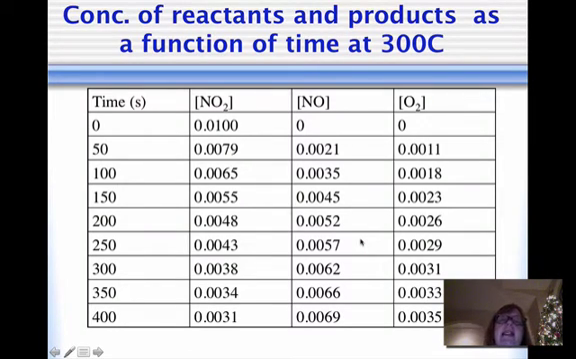Well, here is a data table of actual concentrations of nitrogen dioxide over time and the products, nitrogen monoxide and oxygen. So as you can see here, the nitrogen dioxide, which was decomposing, at time 0, we had 0.01 molar. But after 50 seconds, that concentration went down to 0.0079. After 100 seconds, it was 0.0065 and so forth. And it went all the way to 400 seconds and it had decreased down to 0.0031. Now the initial concentrations of the nitrogen monoxide and oxygen were 0. So at time 0, or our initial time, we didn't have any product. And then as time goes by, you can see the concentrations increase for these products.